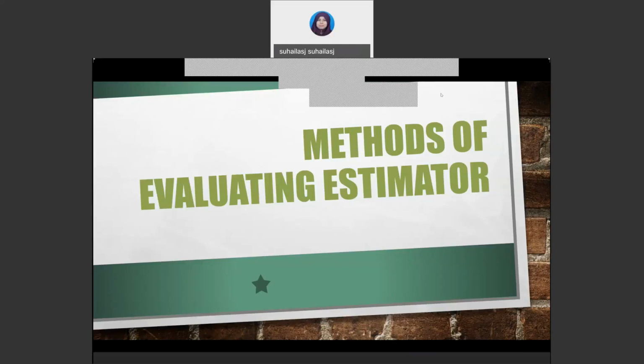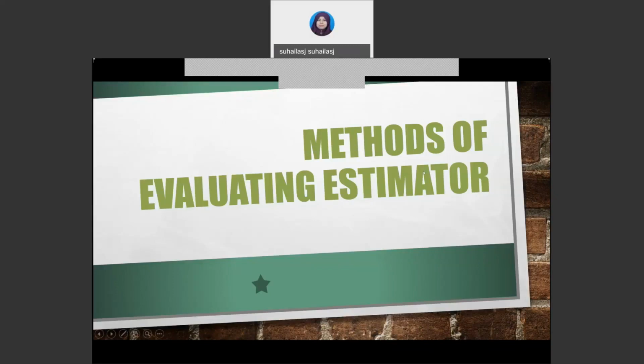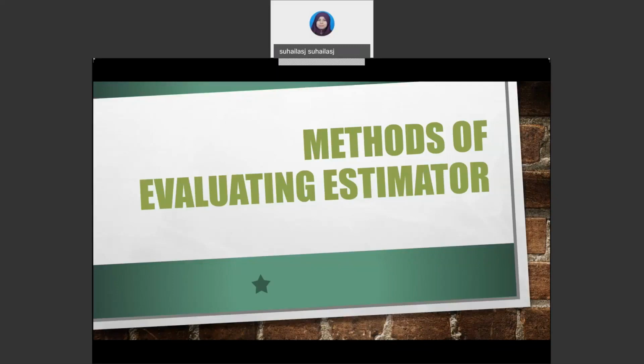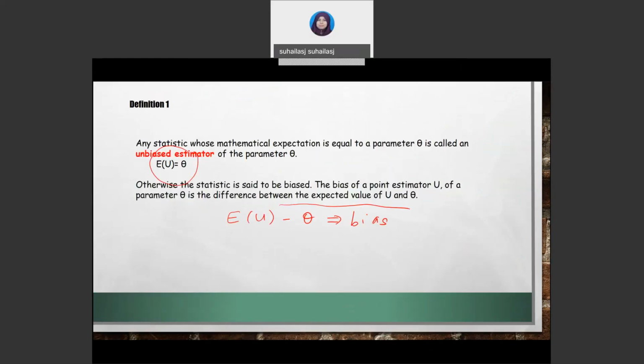So today we will continue on the methods of evaluating estimators. We already looked at the concept of unbiased estimator and so on. Okay, we already solved that. Then we proceed with finding the variance of a point estimator, where we use the Cramer-Rao inequality.